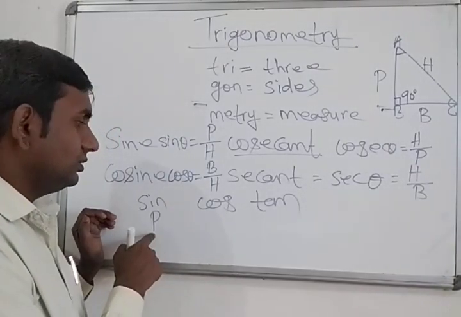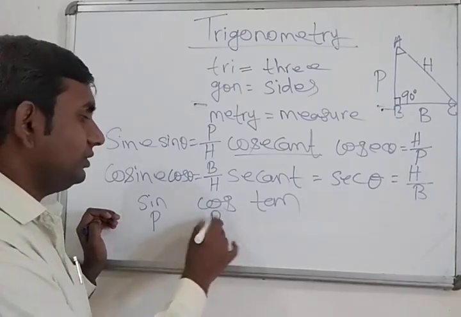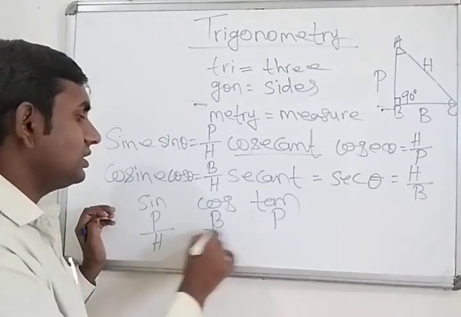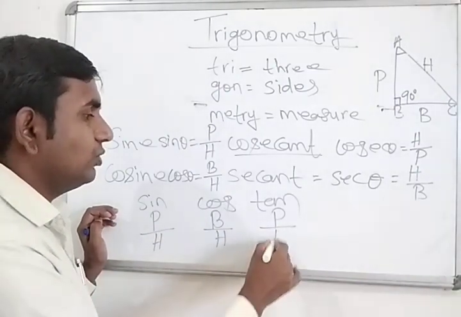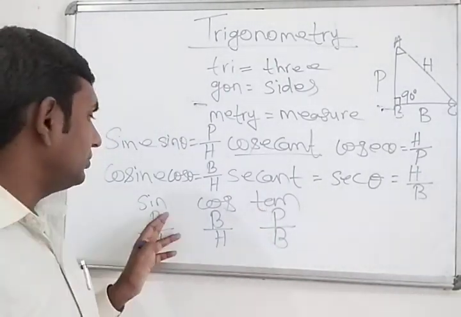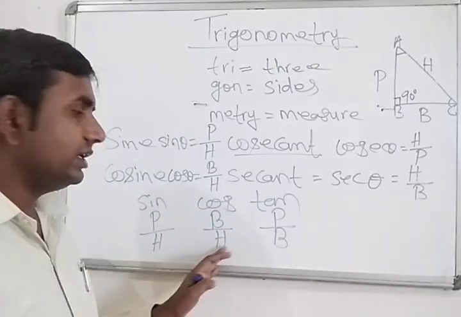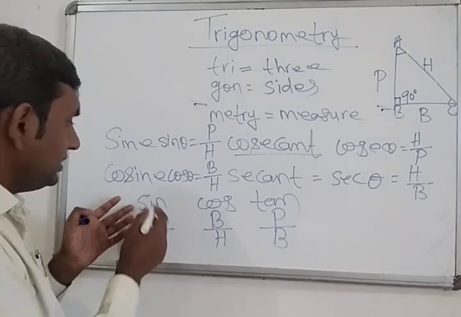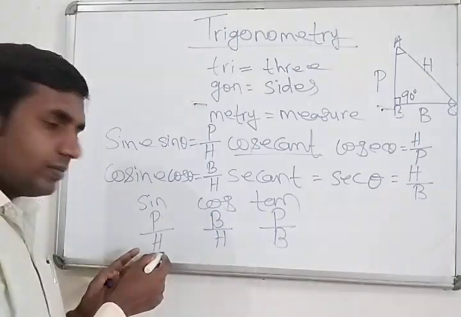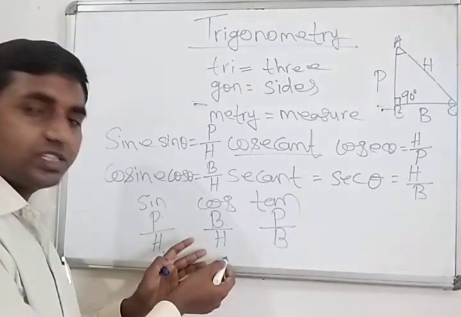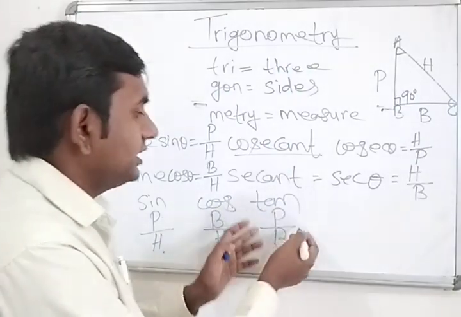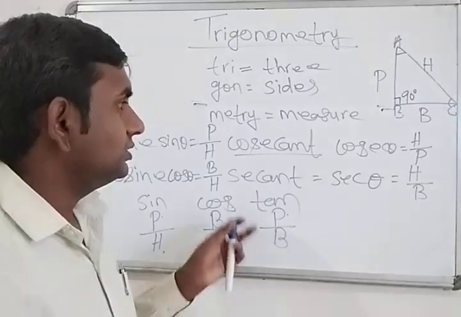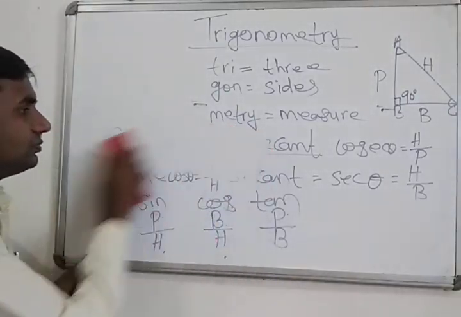For this we use the phrase Pandit Badri Prasad Har Har Bol. P for perpendicular, B for base, P, H, H, H for hypotenuse. In this form we can learn it easily. Sine is equal to perpendicular by hypotenuse, cos is equal to base by hypotenuse, and tan theta is equal to perpendicular by base. So it's a way to learn.